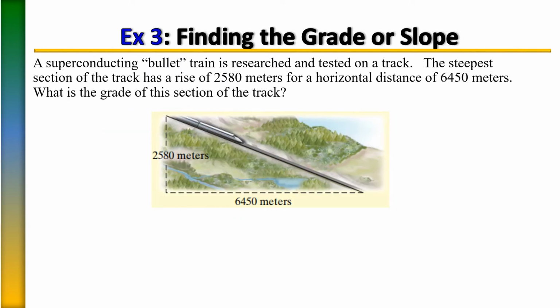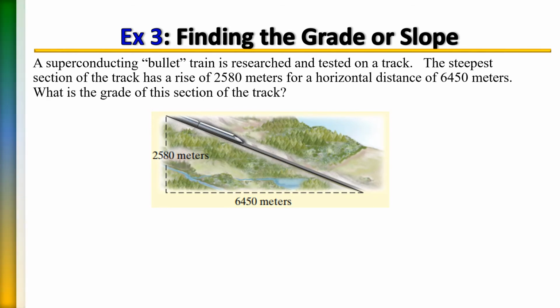This example came from your homework in Pearson's MyMathLab. Let's begin. A superconducting bullet train is researched and tested on a track. Now the steepest section of the track has a rise of 2,580 meters for a horizontal distance of 6,450 meters. What is the grade of this section of the track?